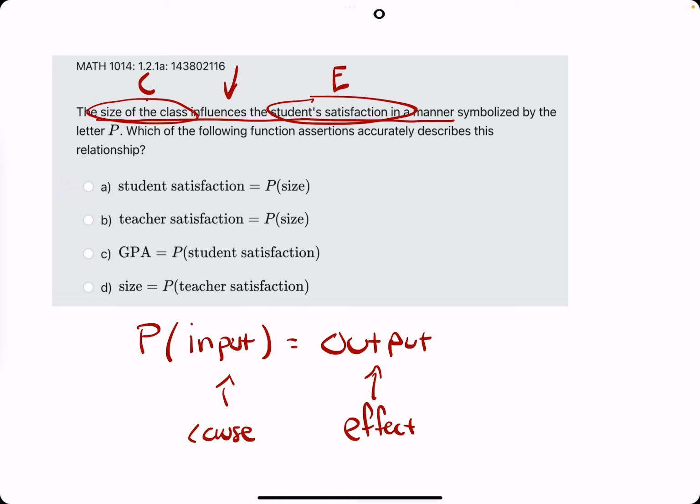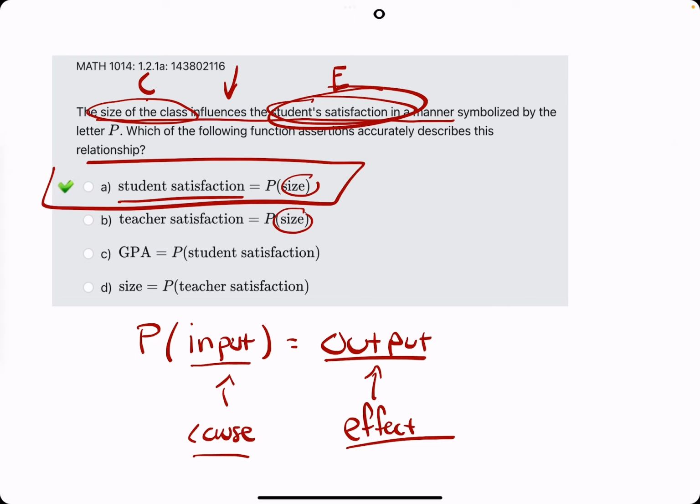So anyway, we want to see the cause on the inside of the parentheses, the input, right? So we want to see size of the class on the inside of the parentheses. And then the output, the effect, is the student's satisfaction. So that leads us to option A. So A is our answer here. We have our cause on the inside of the parentheses, effect on the other side of the equation. I hope that makes some sense.